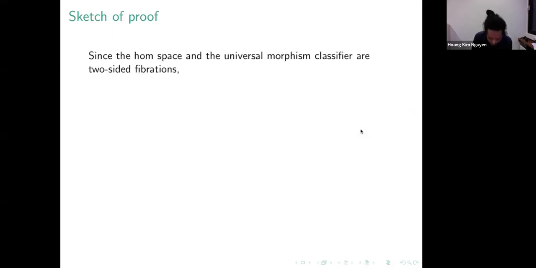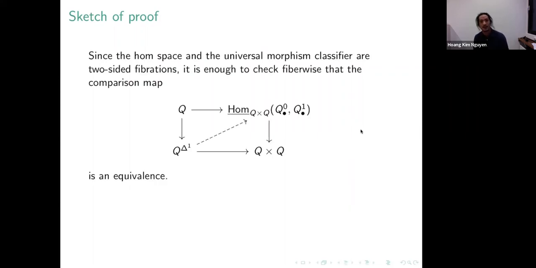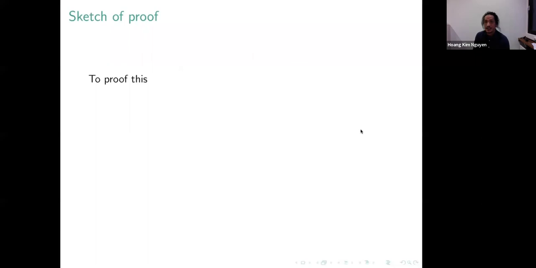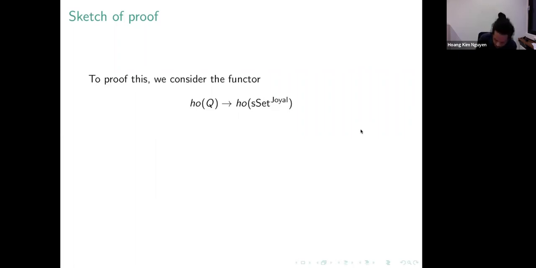So I'd like to give a sketch of proof of this. Again, these are the maps involved. These are two-sided fibrations, and it's enough to check fiber-wise that the comparison map is an equivalence, so that this map is an equivalence of spaces, infinity groupoids. And so how do you go about this proof? We consider the functor from the homotopy category of the infinity category, so homotopy of Q, to the homotopy category of simplicial sets with the geometric structure. So that's kind of bad notation. This homotopy category means really something else than this. But eventually, it'll mean the same.